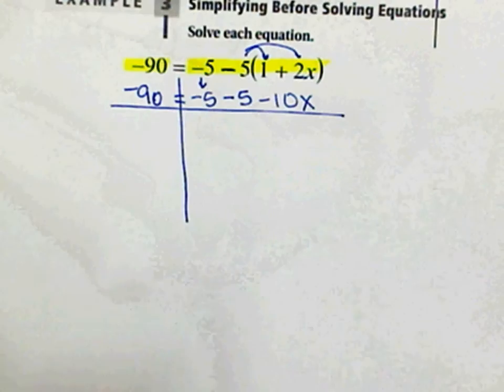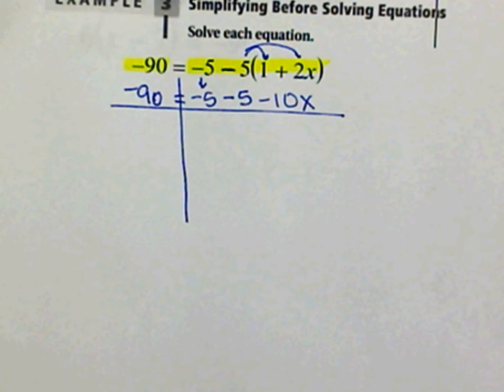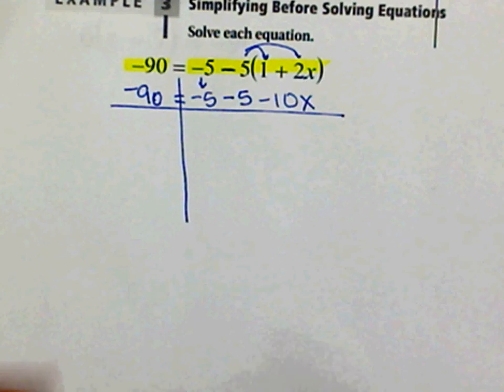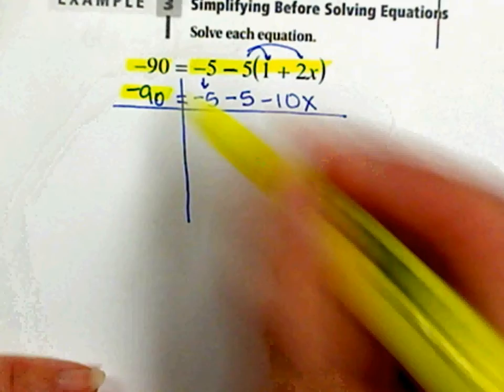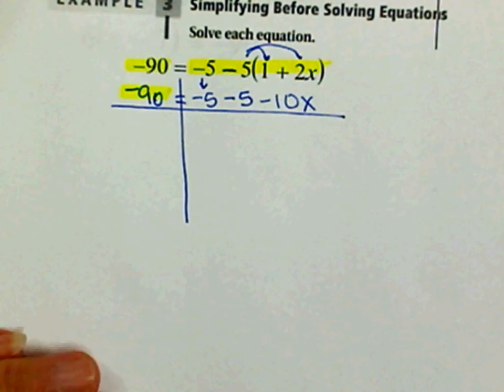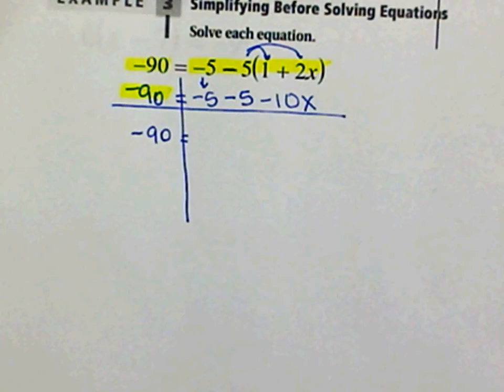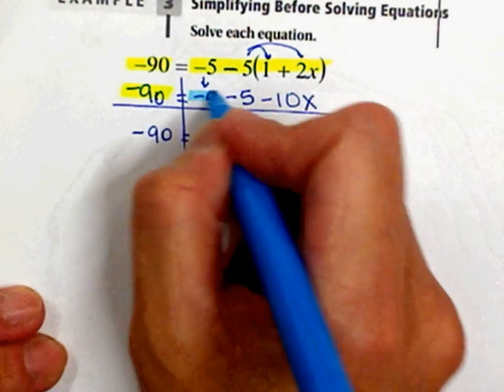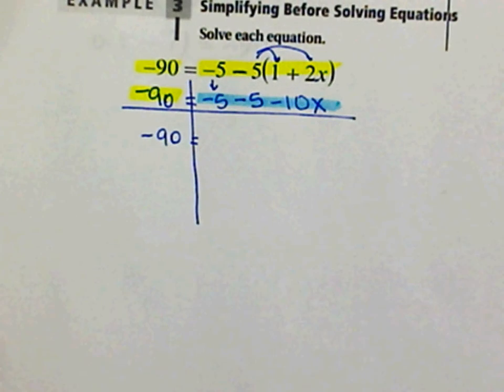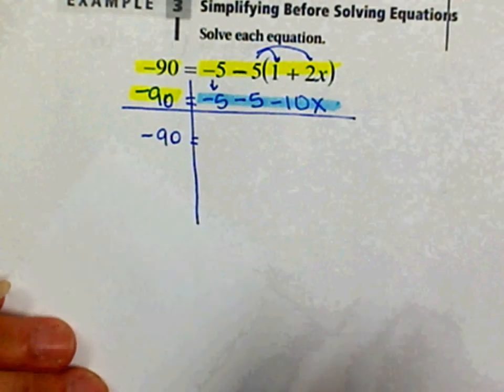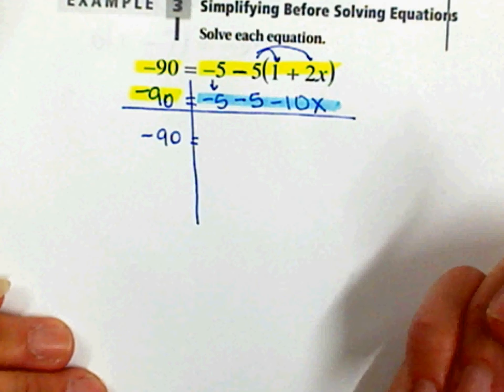Okay. Now, anything to do on the left? No. Bring it down. Anything to do on the right-hand side? Yes. What do you have? What can you combine? Negative 5 and negative 5. What's negative 5 minus 5?